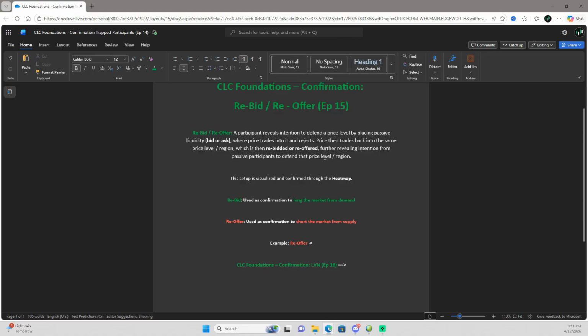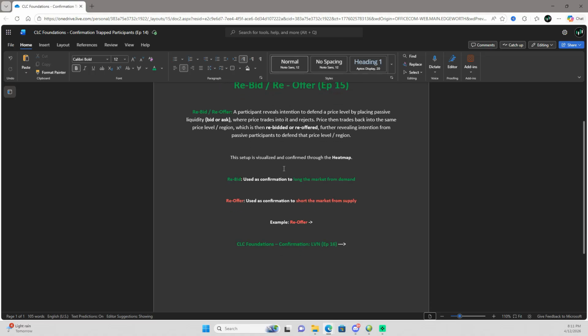The setup is visualized and confirmed through the heat map. The rebid is used as confirmation to long the market from demand, and the reoffer is used as confirmation to short the market from supply.